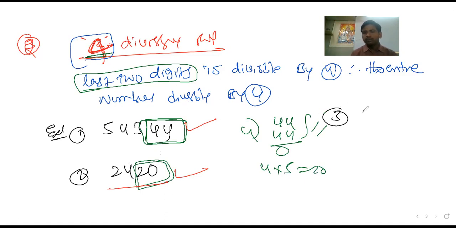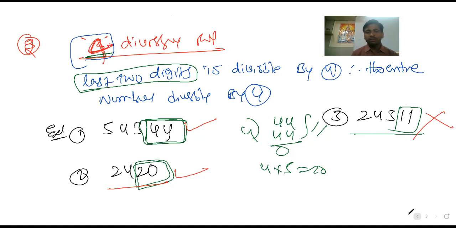Third example: 24311. Now you can tell me the answer. The last 2 digits are 11. 11 is not divisible by 4, so the total number is not divisible by 4. Now it's clear.